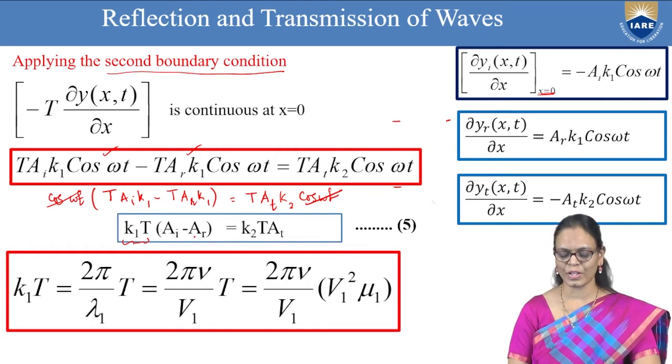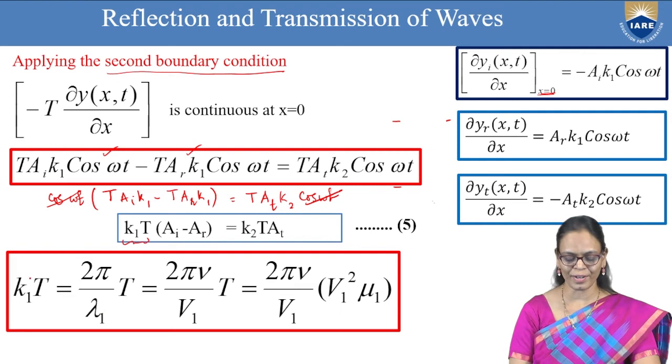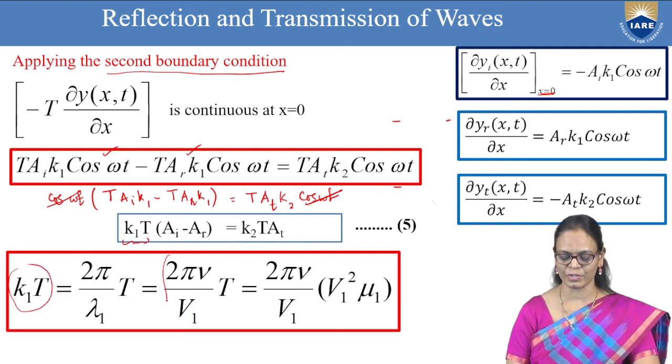So all the terms we know now. What is K1t? We know K1 is 2 pi by lambda 1, which we have already seen in the first few slides. 2 pi by lambda 1 into t. And we have also substituted for lambda 1 as nu by V1. So for K1t, we can write 2 pi nu by V1 into t.